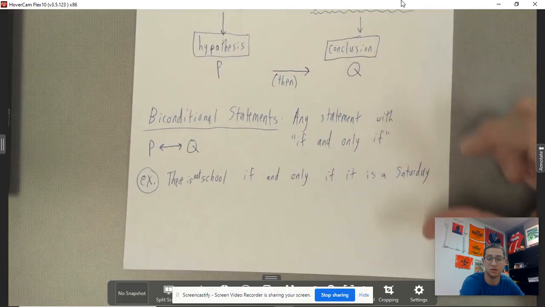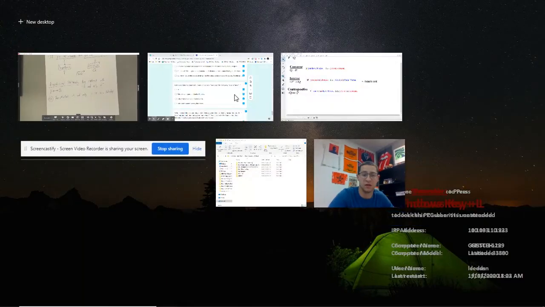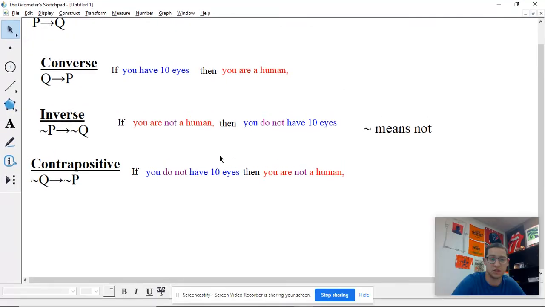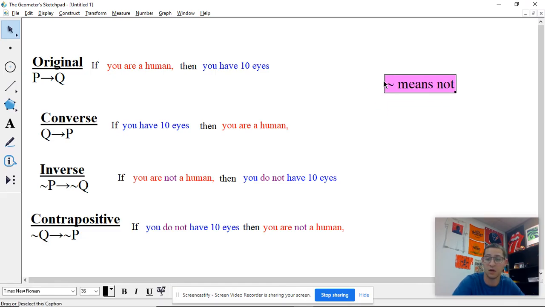Biconditional statements are the statements with if and only if. And don't forget you can change conditional statements. So if this is the original, then the converse, inverse, and contrapositive are as follows. And that symbol means not. Depending on the English, you have to kind of work your not into the sentence. But that is it for this topic.